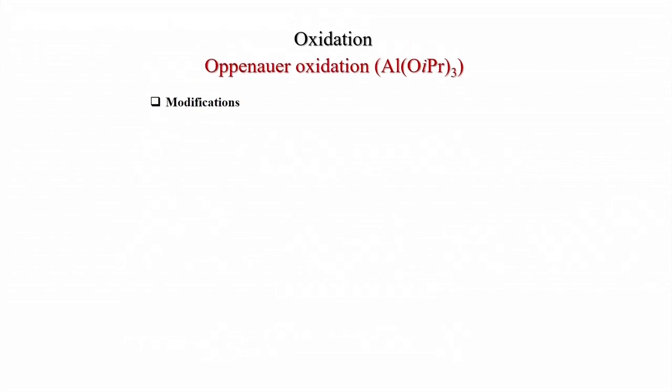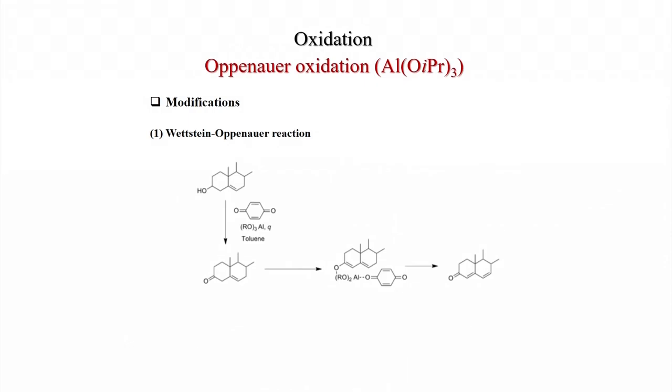Different modifications of Oppenauer oxidation have been reported, like the Wettstein-Oppenauer oxidation. Under this oxidation, parabenzoquinone is used instead of acetone. So, this is the hydride acceptor, parabenzoquinone, and when it was treated with this secondary alcohol with a double bond far away, what happened? This gets oxidized to the carbonyl compound with aluminum isopropoxide, parabenzoquinone, toluene, and now this becomes an enolate, and this enolate binds with this aluminum and parabenzoquinone, ultimately it becomes a dienone.